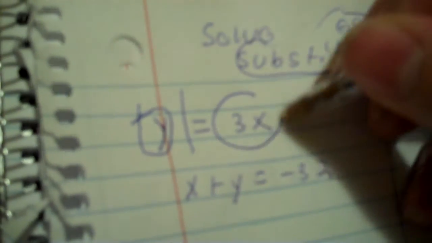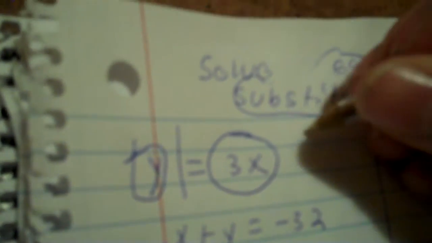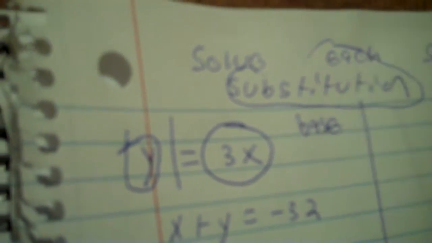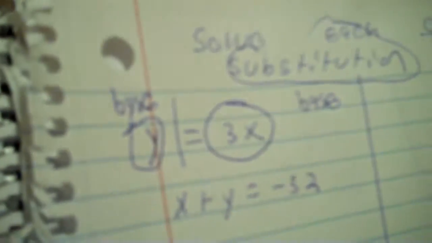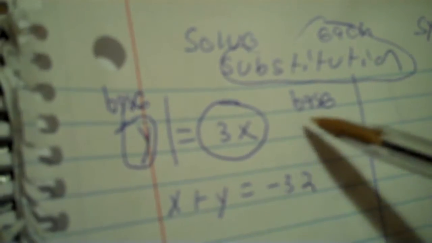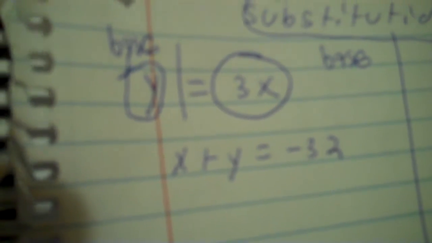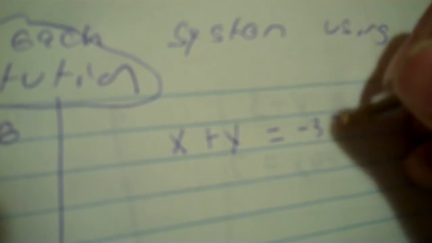Then circle what it equals, the whole thing. That is known as your base. y is known as the base variable because that's the one by itself, and this is known as the base equation. Base. Now you write the other equation, the off base equation, over here: x plus y equals negative 32.